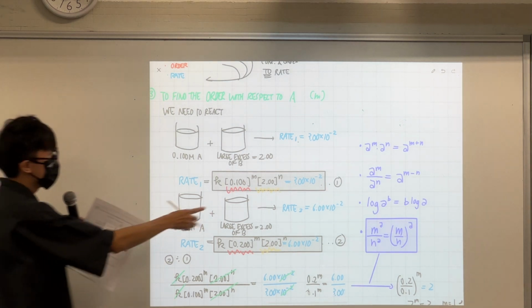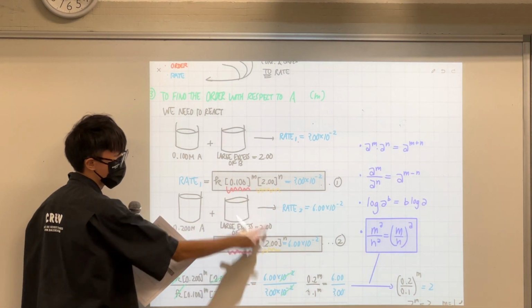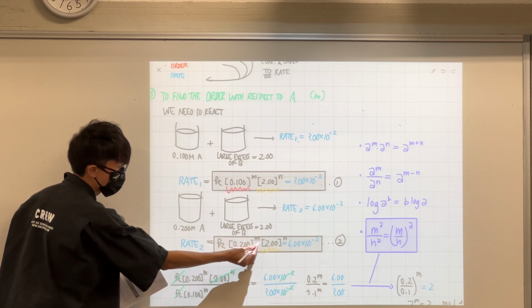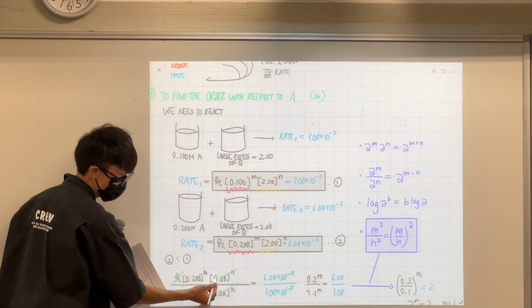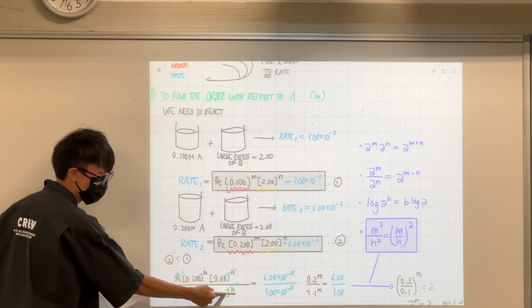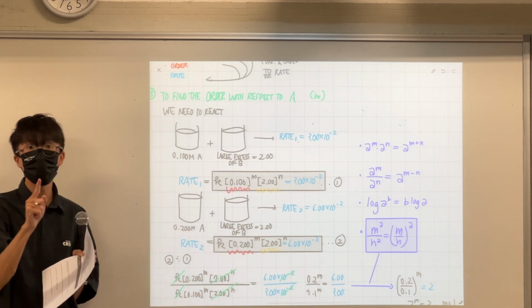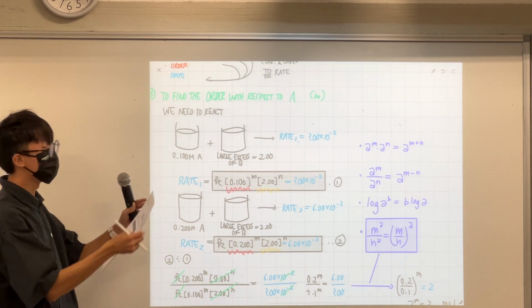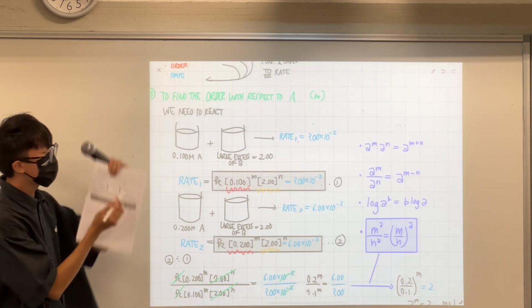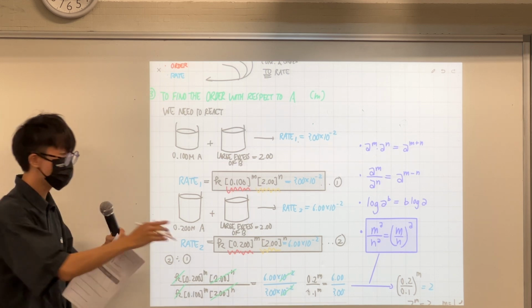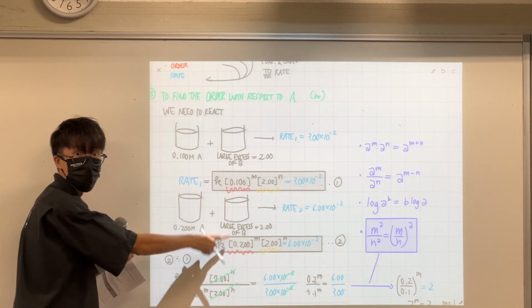Why? Because if you change both reactants' concentrations at the same time, will you be able to take that term out? If these two numbers are different, will you be able to take this out? No. If you are not able to take this out, you will have two unknowns in one equation, which is unsolvable. So this is why we have to keep one of the concentrations unchanged while we change the concentration of another reactant.